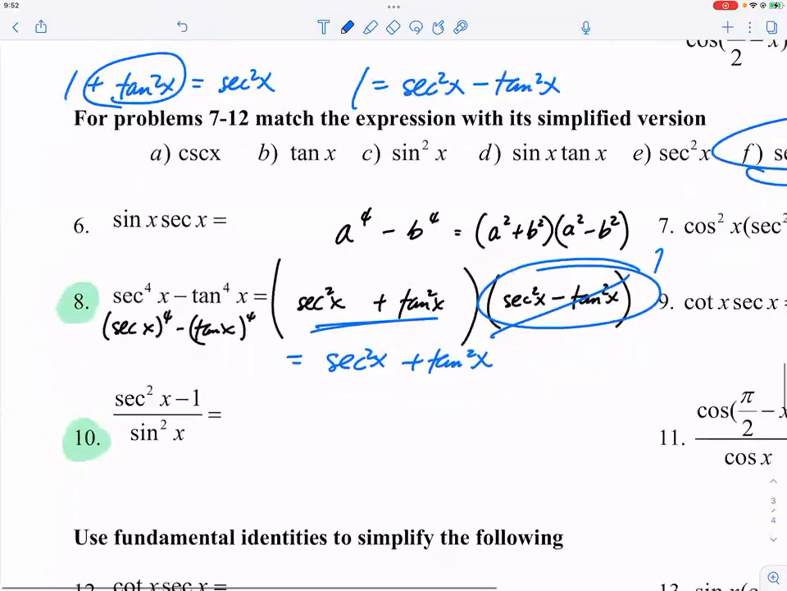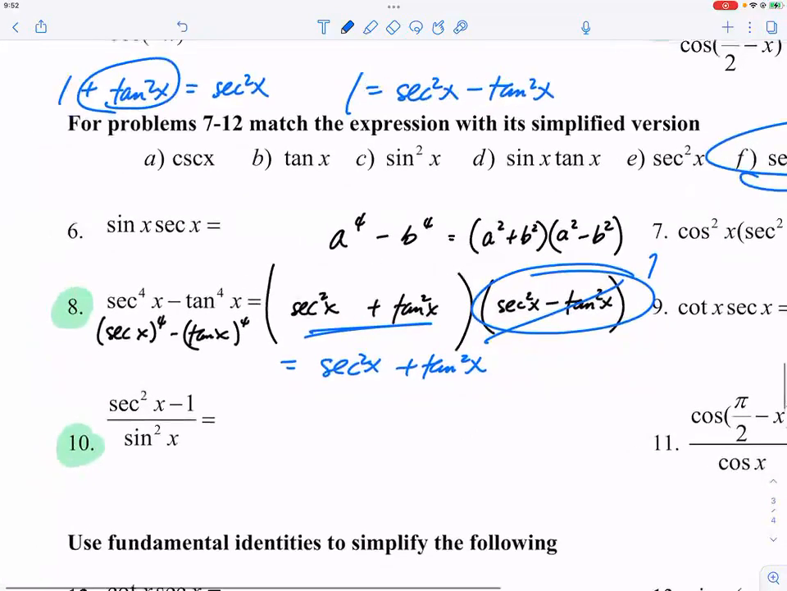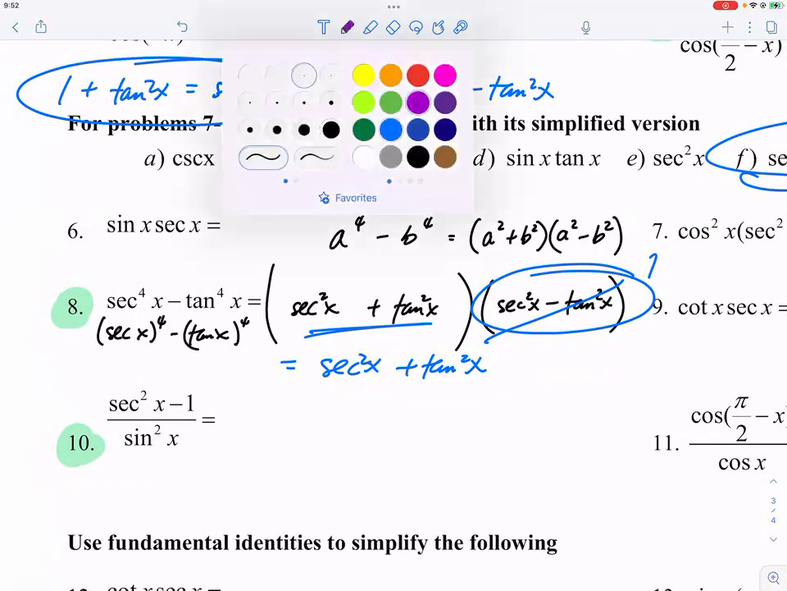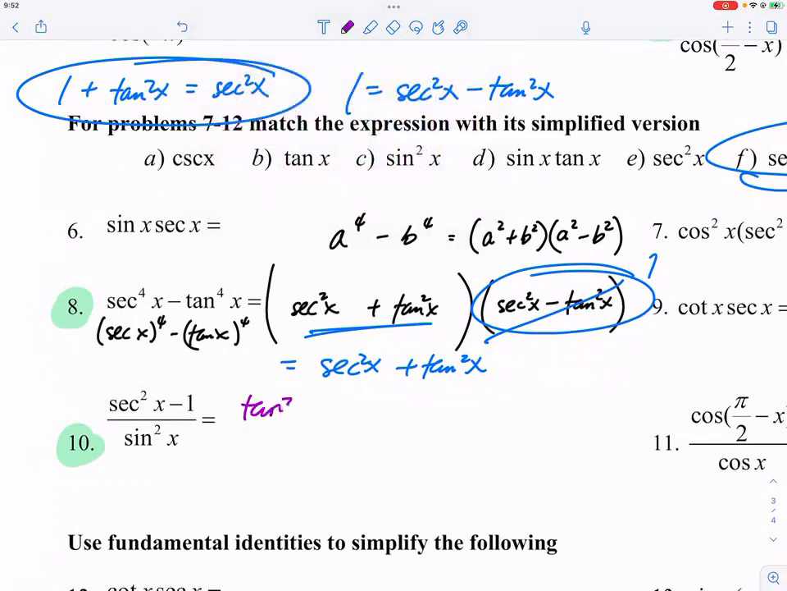And if you look at number 10, I think we have a very similar situation. Secant square x minus 1. Ooh. When you see a secant square x and also a 1, you are again thinking about, what is secant square x minus 1? We have tangent square x over sine square x.